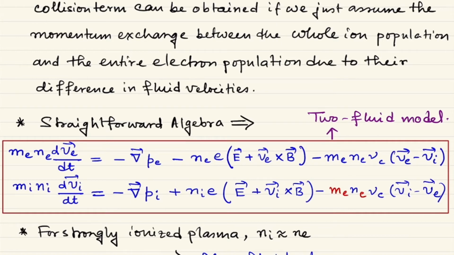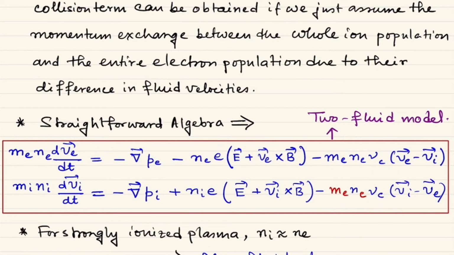Now this is nothing but the inertia term. This is d/dt, that means there are two terms, ∂/∂t plus Ve dot nabla Ve, and of course there is Vi dot nabla type of terms, so that you can easily understand. This is the electronic pressure, this is the ionic pressure, this is the Lorentz force on electrons, Lorentz force on the ions, and this is the momentum exchange term.